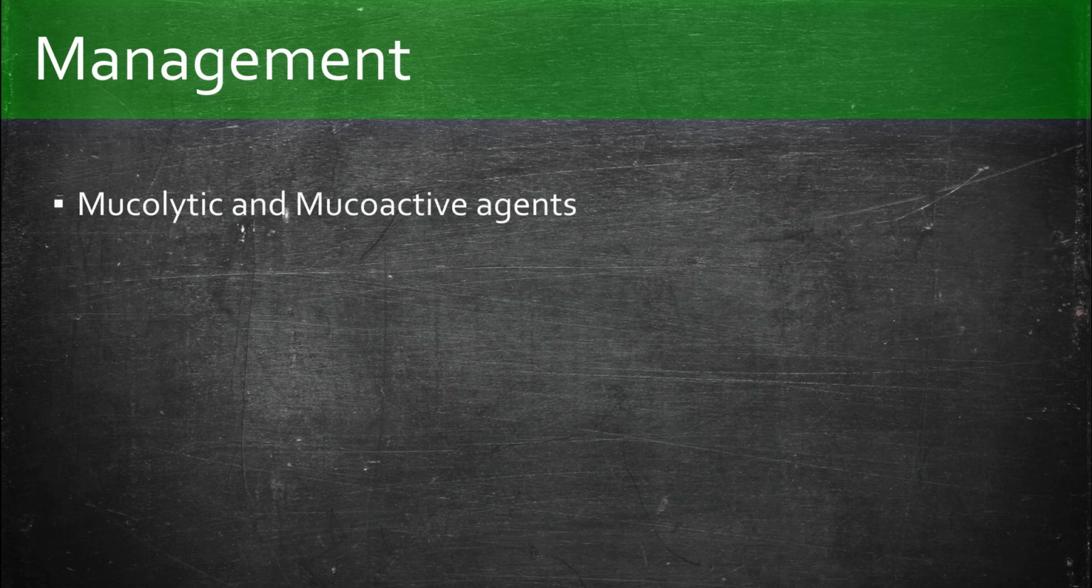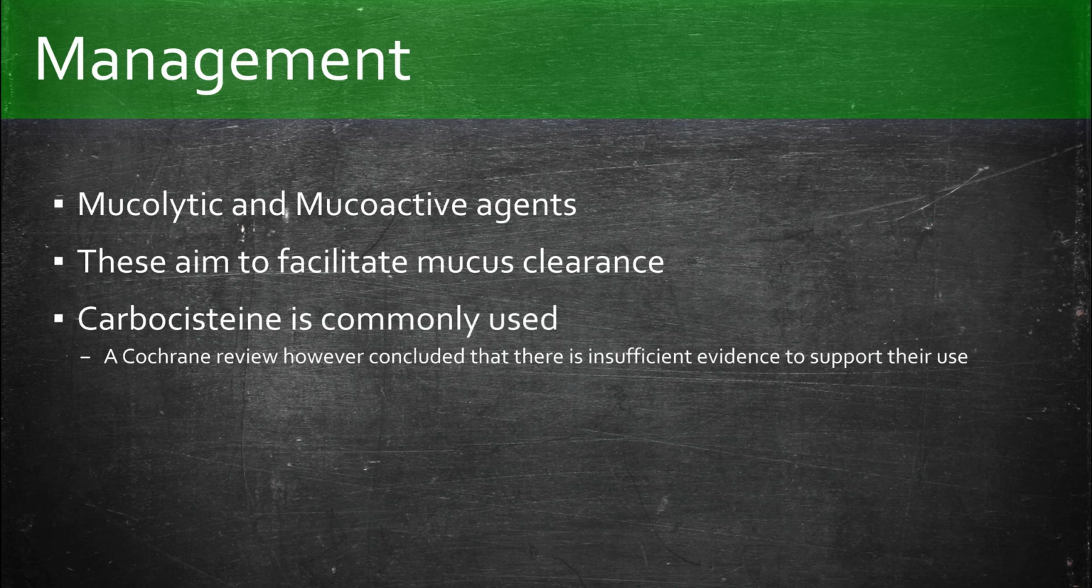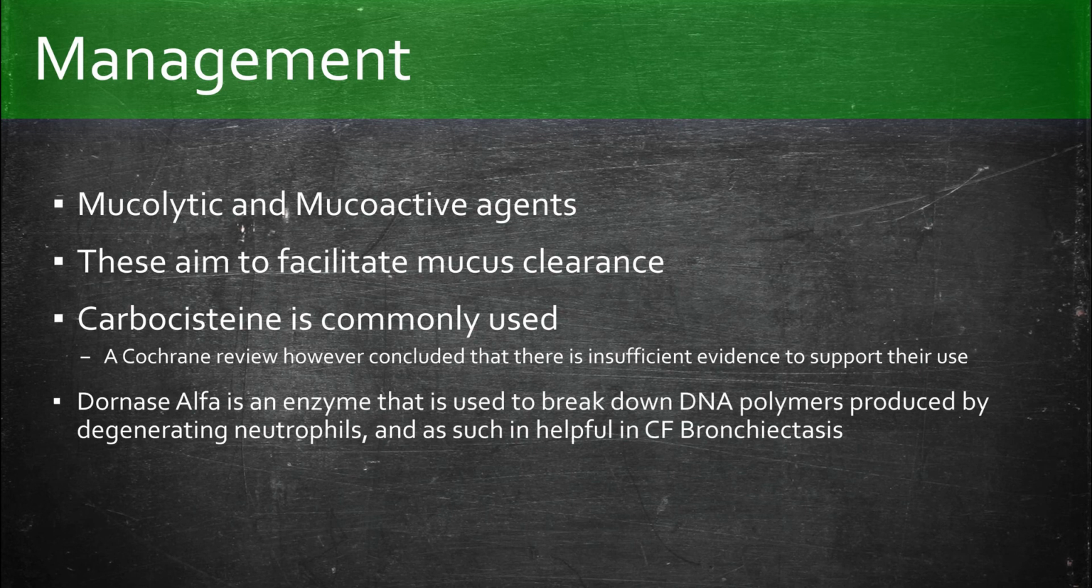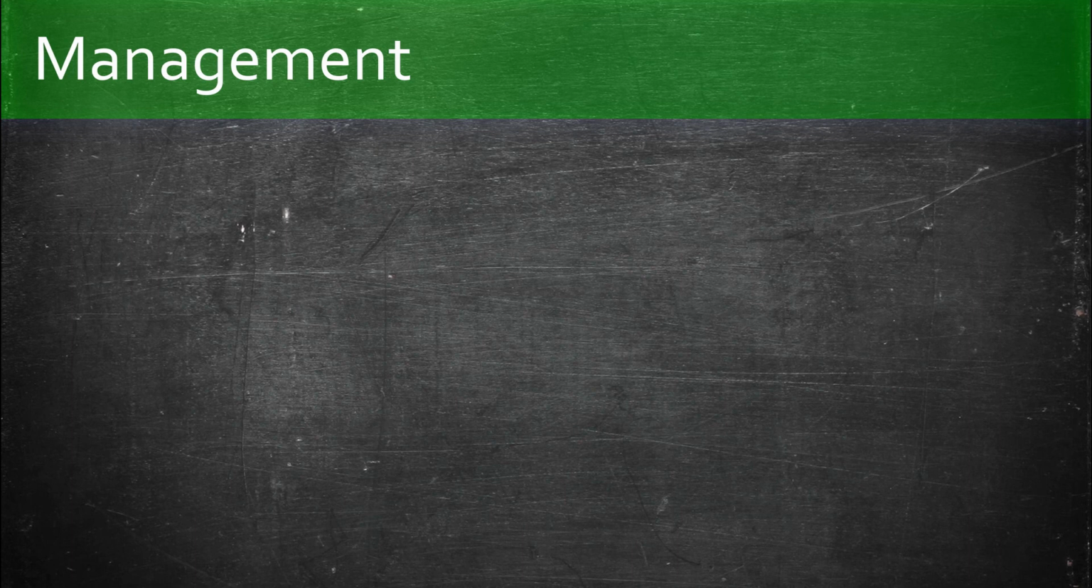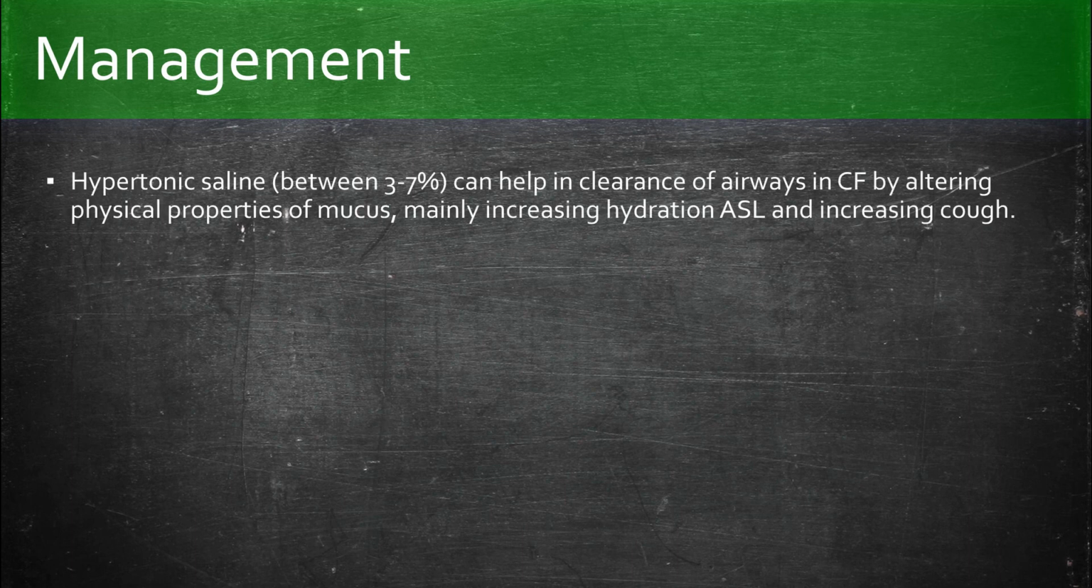Mucolytic and mucoactive agents can also be used to help mucus clearance. Carbamazepine is commonly used. These again target airflow obstruction, as well as defective mucociliary clearance. Hypertonic saline can also help in clearance of airways in cystic fibrosis by altering the physical properties of mucus, mainly by increasing hydration of the ASL and increasing cough.